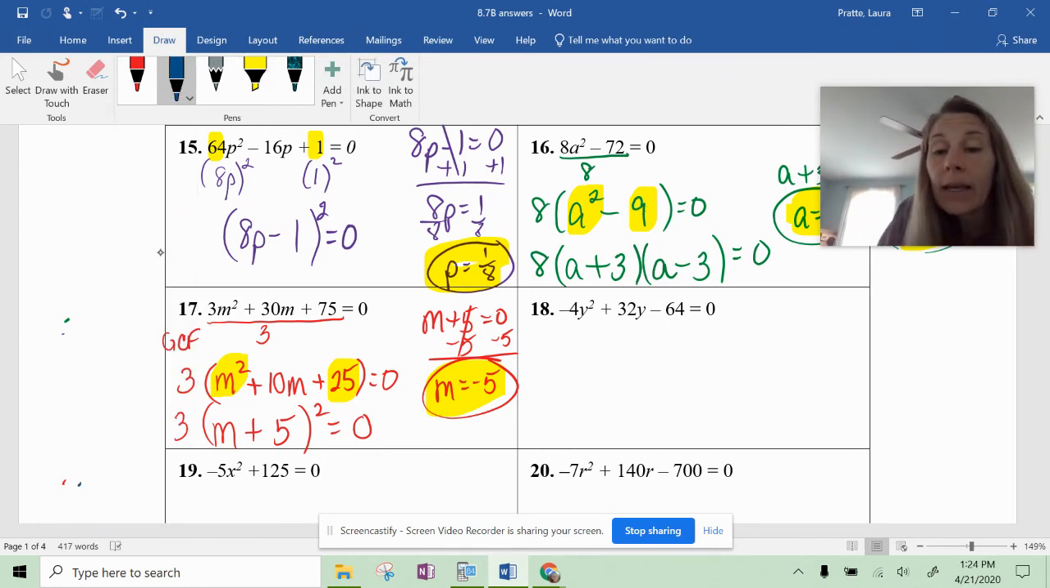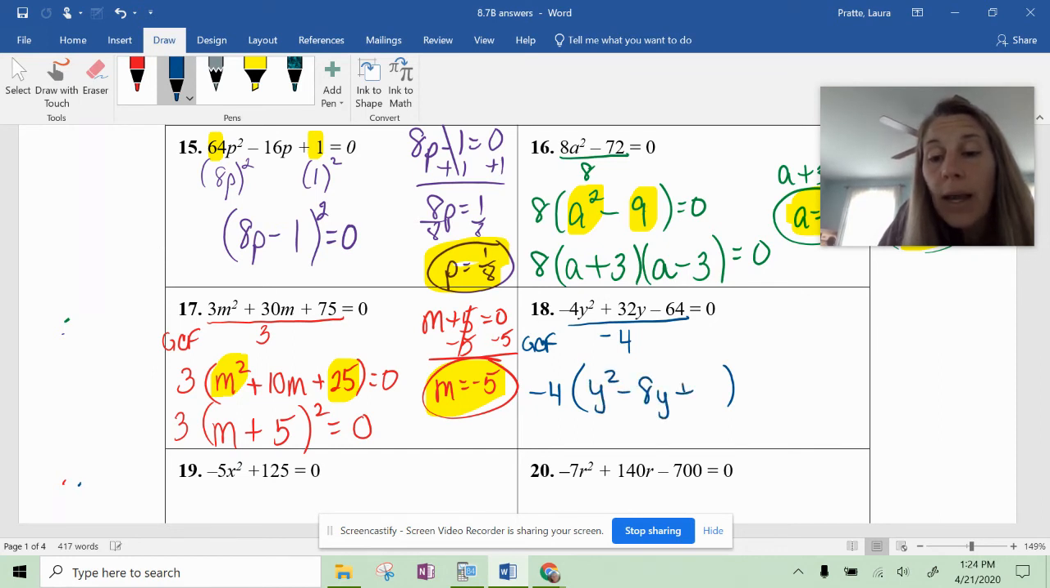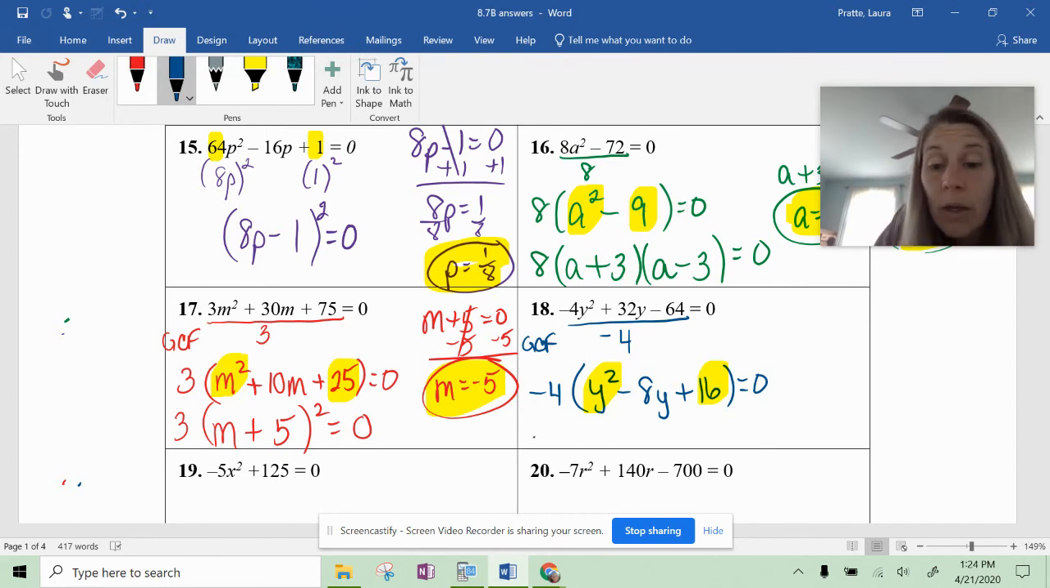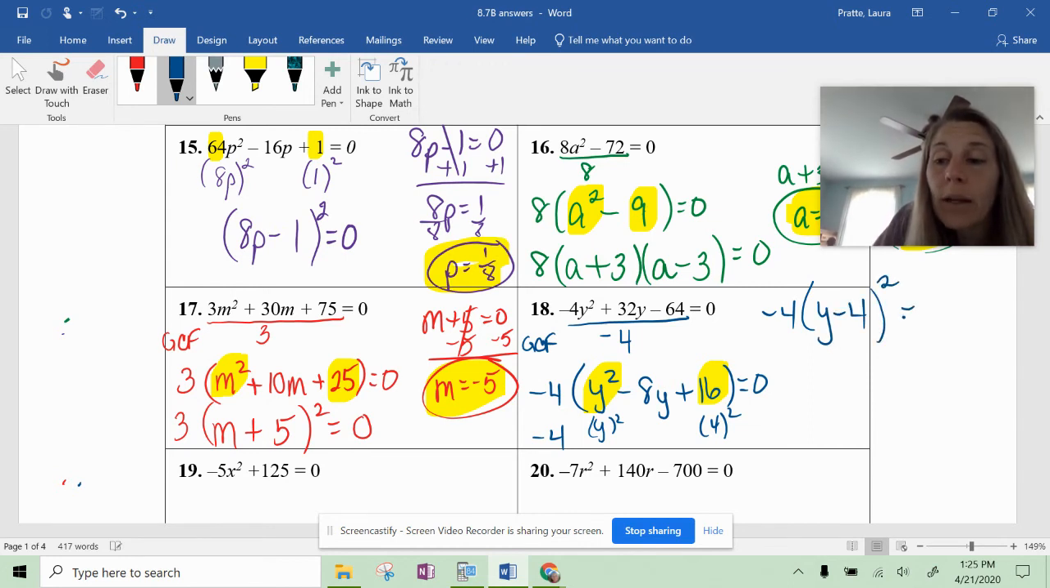Okay, number 18, I can divide all of these by a GCF of 4, and because there's a negative on that lead term, my GCF is going to be a negative 4. So we divide out the negative 4. We're left with positive y squared minus 8y plus 16 in the parentheses. Both my first and my last term are perfect squares, so that means that this is really a y squared, right? This one was really a 4 squared. So that means I'm going to have y minus 4 squared in my parentheses there.